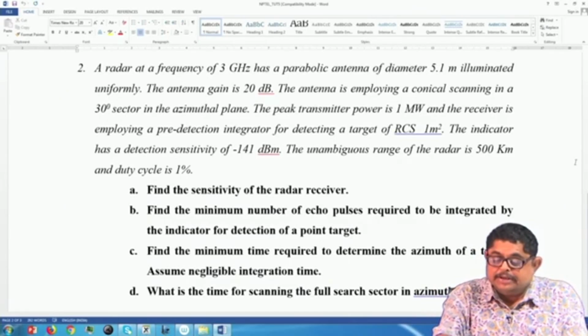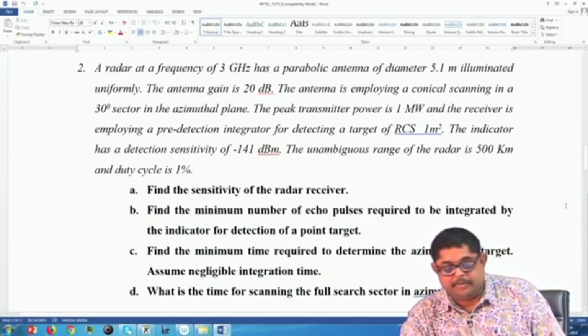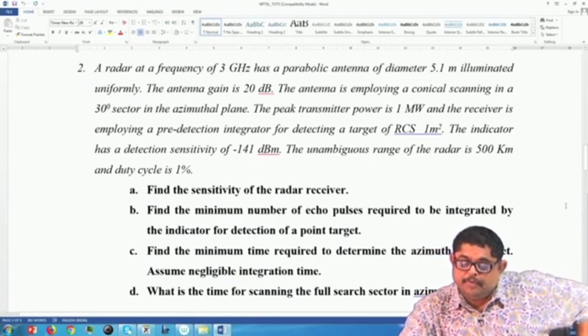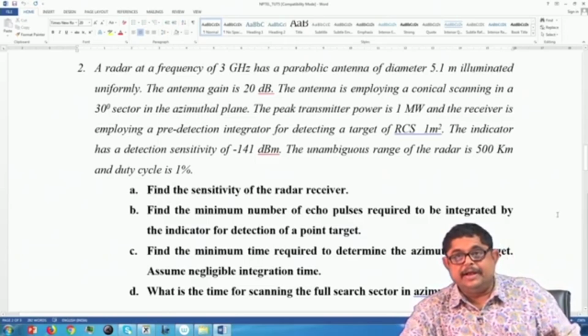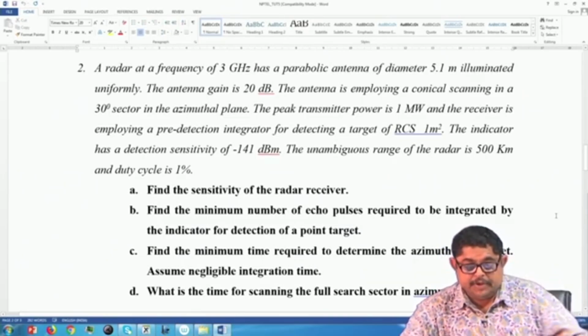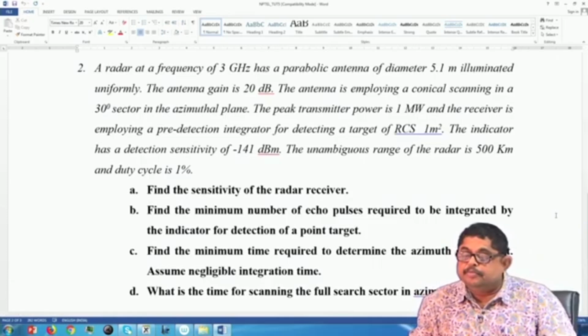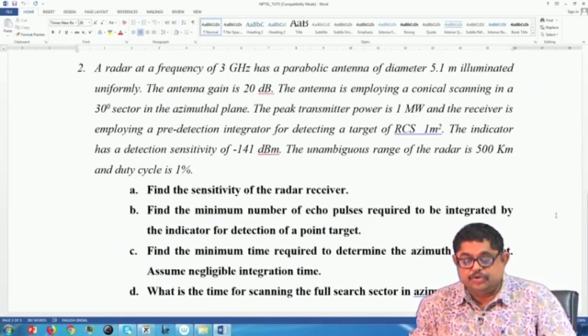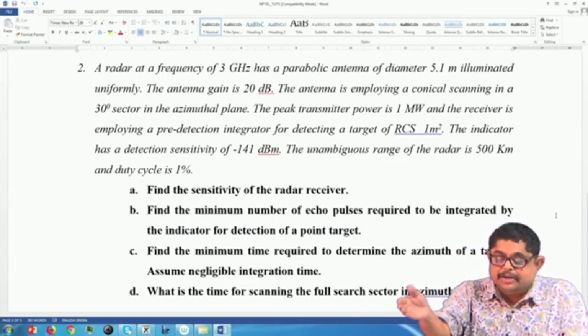Now, first find the sensitivity of the radar receiver. Then find the minimum number of pulses required to be integrated by the indicator for detection of a point target. Obviously, we can easily find out from the required SNR how much it is. Then find the minimum time required to determine the azimuth of a target. This is the job of a scanning antenna, because it will have to determine the azimuth and elevation. Here elevation is not necessary, but azimuth.